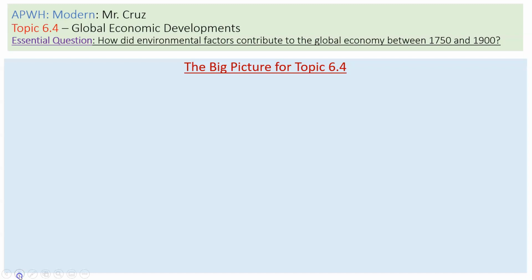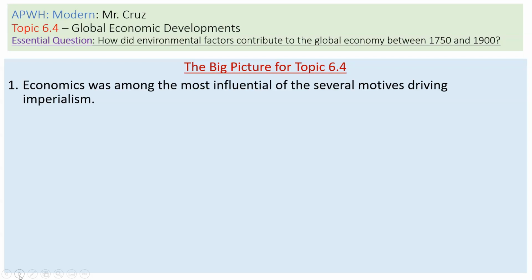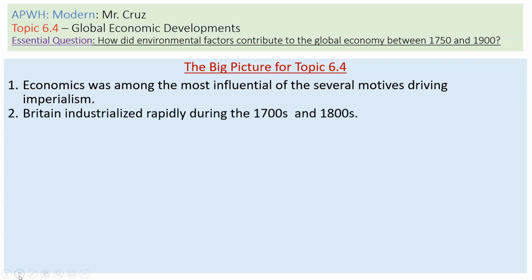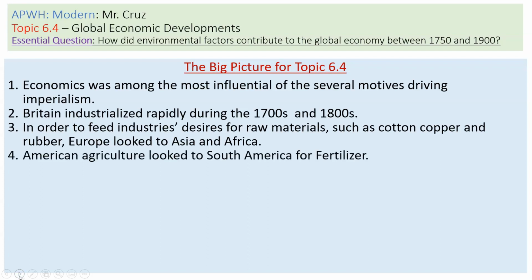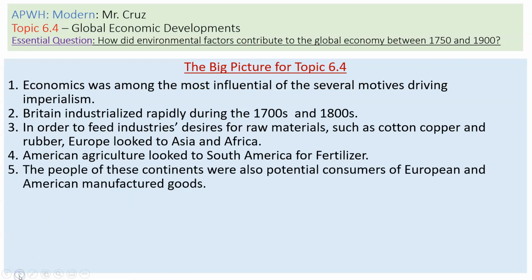The big picture for topic 6.4. Number 1, economics was among the most influential of the several motives driving imperialism. Number 2, Britain industrialized rapidly during the 1700s and 1800s. Number 3, in order to feed industry's desire for raw materials such as cotton, copper, and rubber, Europe looked to Asia and Africa. Number 4, American agriculture looked to South America for fertilizer.